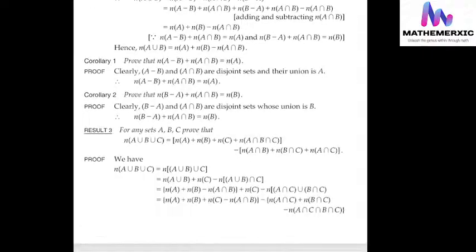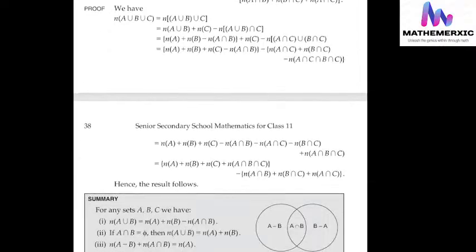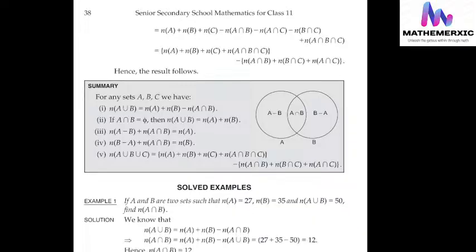Now for three sets A, B, and C, the number of elements of A union B union C will be equal to the number of elements of A plus the number of elements of B plus the number of elements of C, plus the number of elements of A intersection B intersection C. That is the separate part addition and the intersection part addition, minus the number of elements of A intersection B, minus the number of elements of B intersection C, minus the number of elements of A intersection C. Separately, we have to subtract. So that is the complete formula.